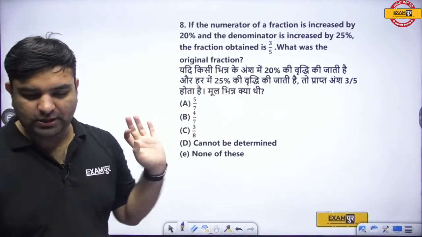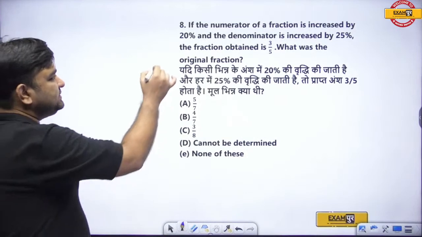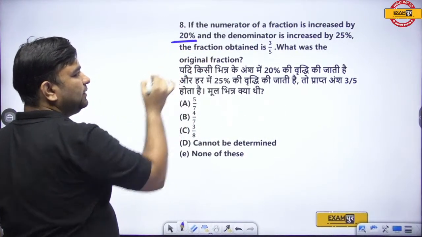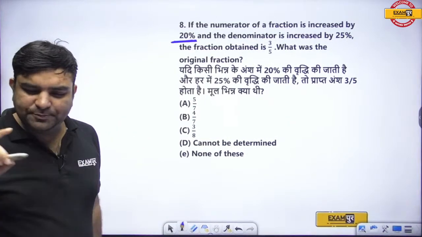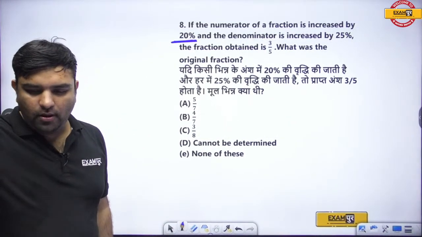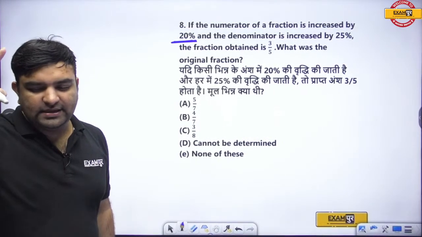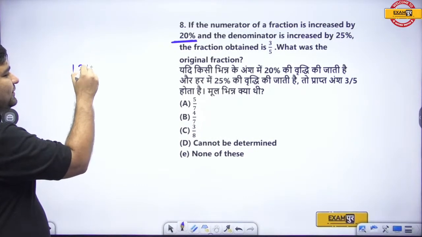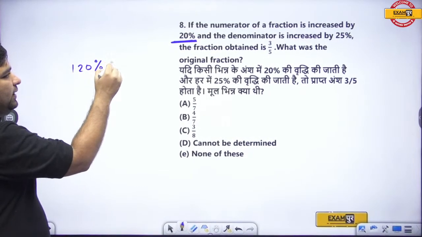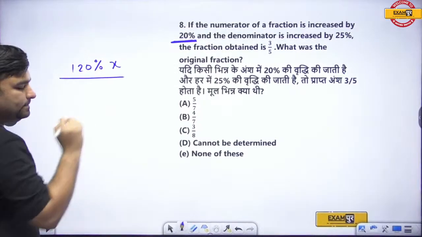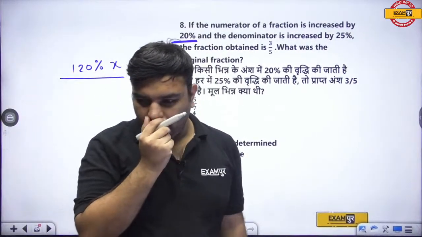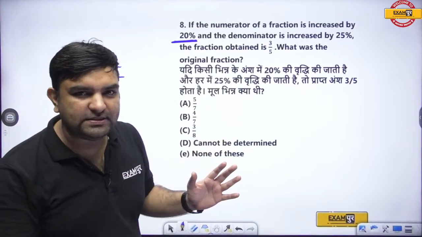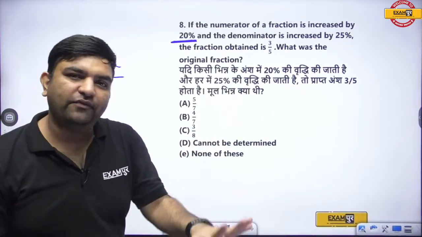Numerator increasing by 20%. Guys, if it is increasing by 20%, can I say it has now become 120% of itself? So 120% of X. And denominator is increasing by 25%. Can I say it has now become 125% of itself?